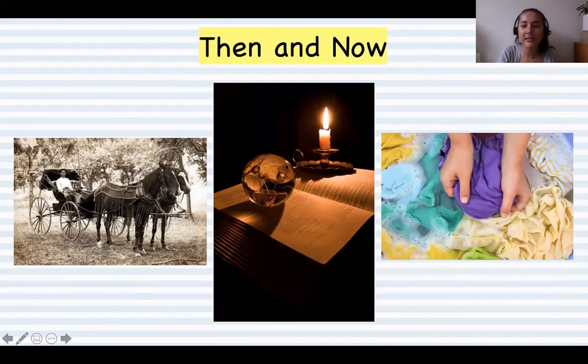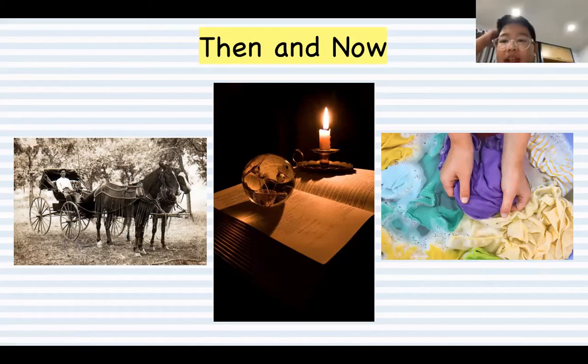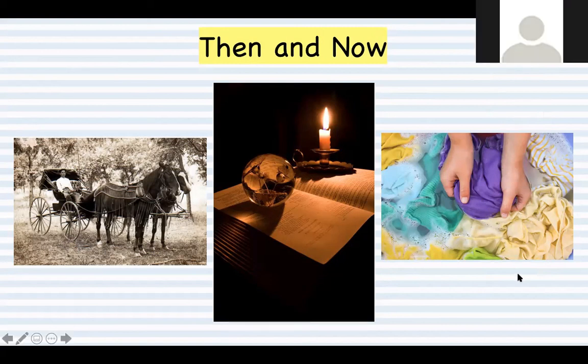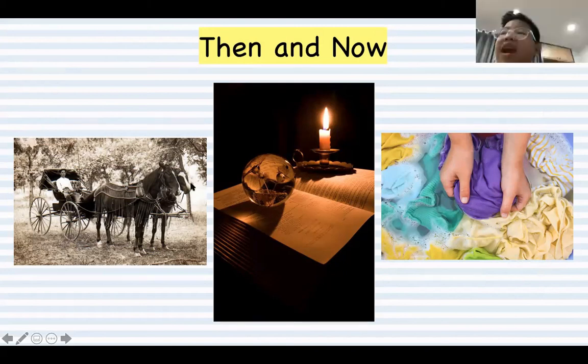Okay, last but not least, have a look at this picture. What can you see happening in this picture? Baldy. People are washing the clothes. Very good. Are they using a washing machine? No, no. What are they doing? They're washing by hands. Very good.